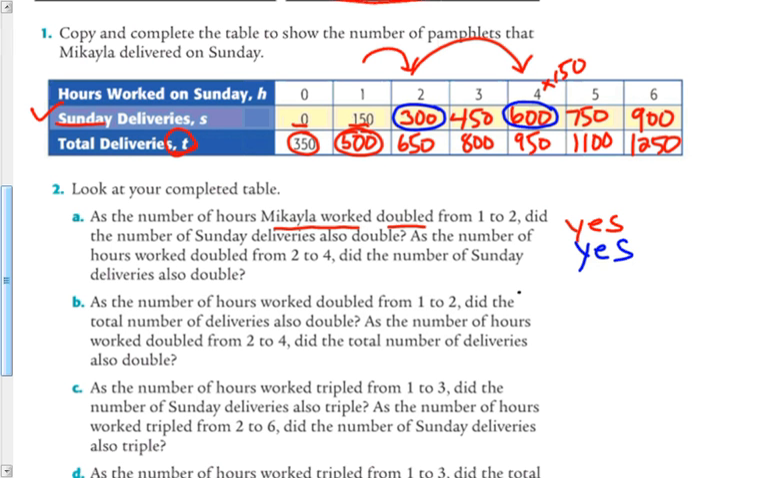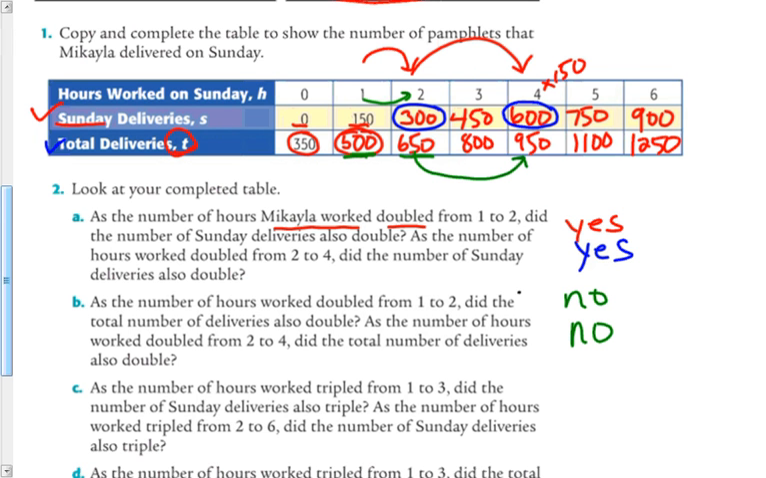Okay, now for part B, as the number of hours worked doubled from 1 to 2, did the total number of deliveries double? So now we're talking about this column, total number of deliveries. So as we go from 1 to 2 again here, is 650 double 500? And we're going to have to say no, because double 500 would be 1,000. So now they're not doubling. And as we go from 2 to 4, is 950 double 650? And the answer is no.